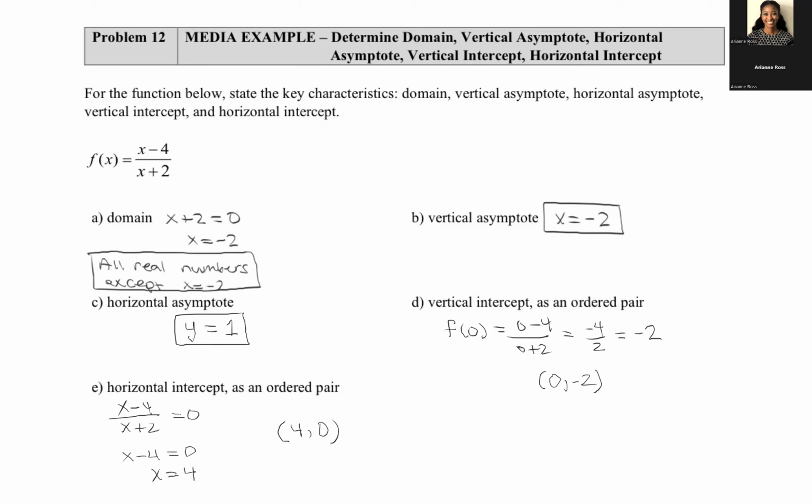So for the function f of x equals (x minus 4) over (x plus 2), our domain is all real numbers except x equals negative 2. We have a vertical asymptote at the vertical line, x equals negative 2. We have a horizontal asymptote at the horizontal line, y equals 1. Remember, that means as our x values get really big and positive or really big and negative, the function gets closer and closer to 1. We have a vertical intercept at (0, negative 2), and a horizontal intercept at (4, 0).